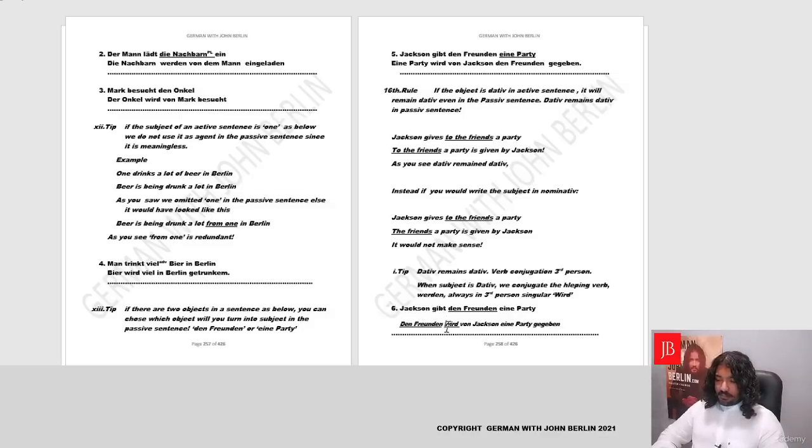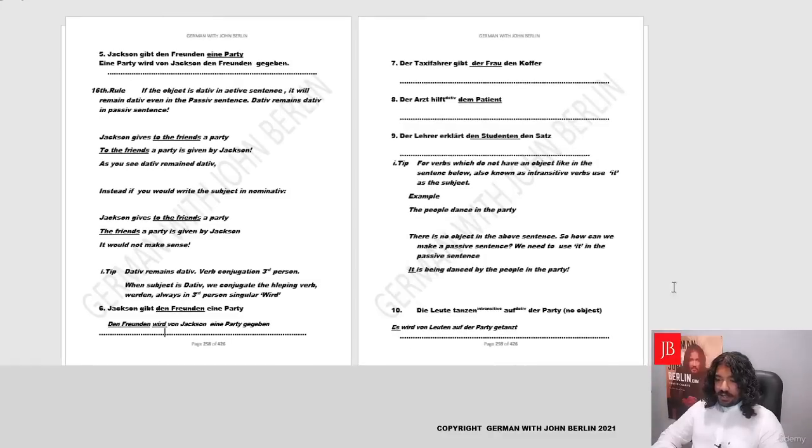That's den Freunden. Then we'll use the verb werden. We'll conjugate it in third person, irrespective of this subject here. Though it's plural, we'll write only wird. Den Freunden wird von Jackson zu einer Party eingeladen. Oh, okay, not eingeladen, sorry. Den Freunden wird von Jackson eine Party gegeben. To the friends, a party is being given by Jackson.